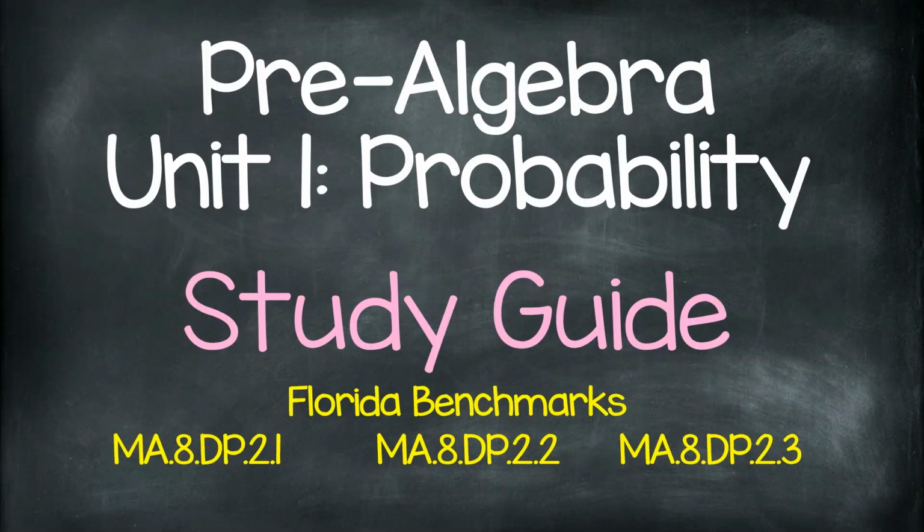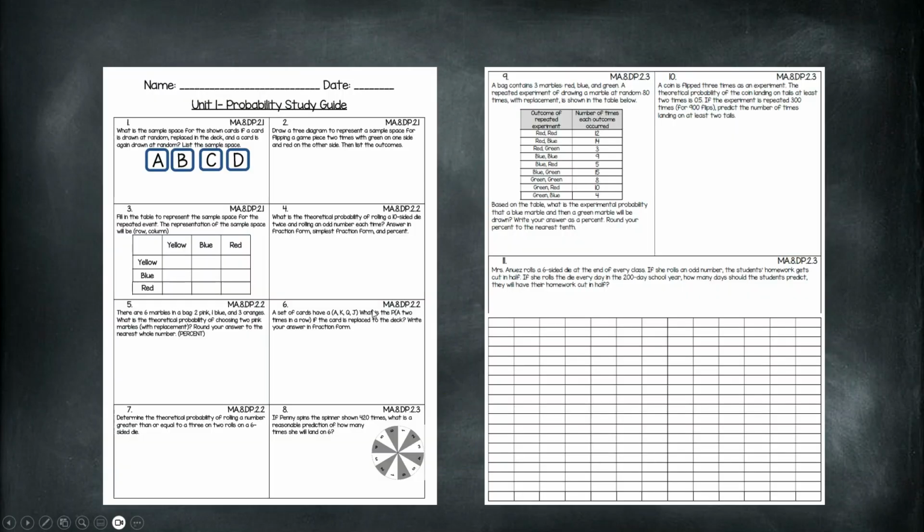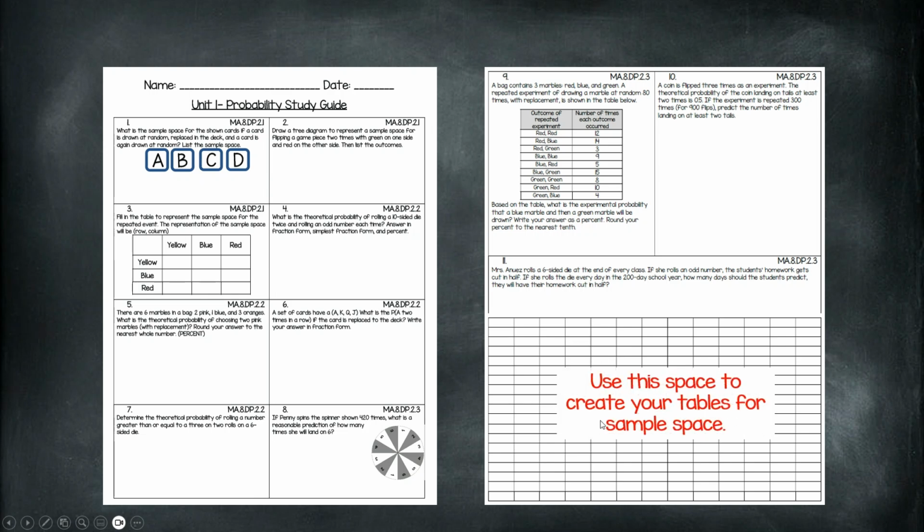All right, this is Unit 1 for Pre-Algebra Probability. This is your study guide video. So in class, you should have received a paper copy of your study guide. This area right here is just for you to use to create your sample space. That is its only purpose.